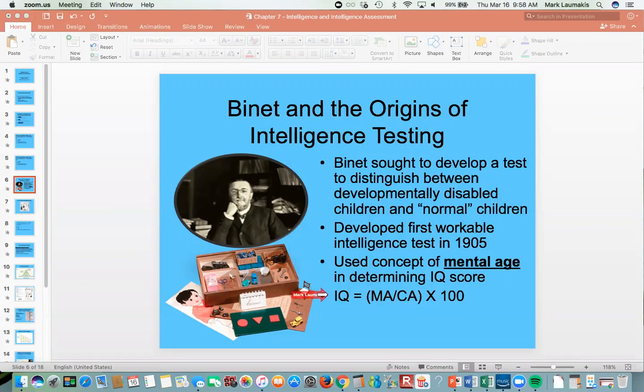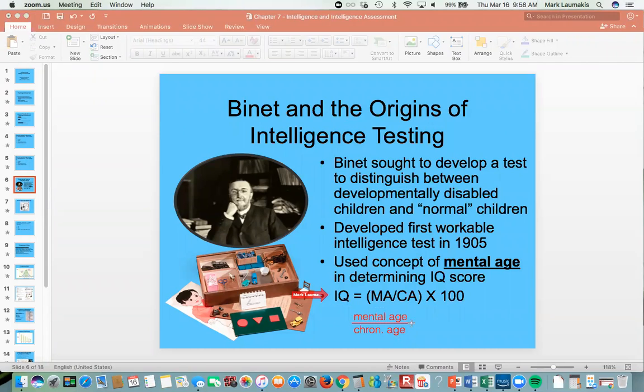Using that mental age concept, Binet developed a computation known as the intelligence quotient, or IQ. The quotient, again, was literally a quotient. It was a division problem. And what he did was he took your mental age and he divided it by your chronological age. I'm just going to call that chron age here. Mental age over chronological age.